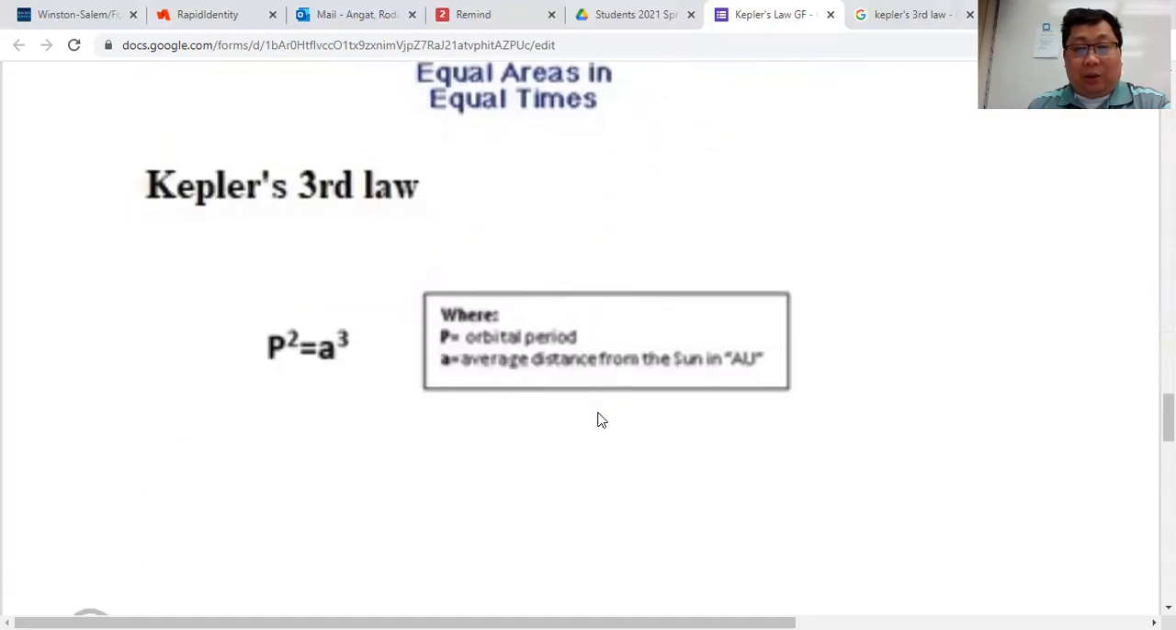The third law is a mathematical formula, but in this class, we will not be really discussing this. Definitely, when you take AP Environmental Science or AP Earth Science or any other higher level science, you'll be learning more about this one. So that's it.